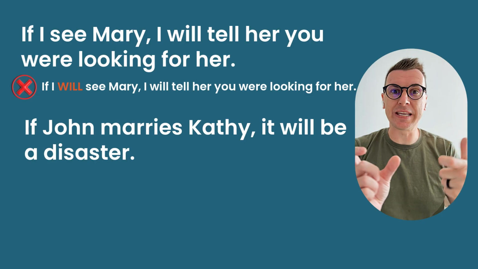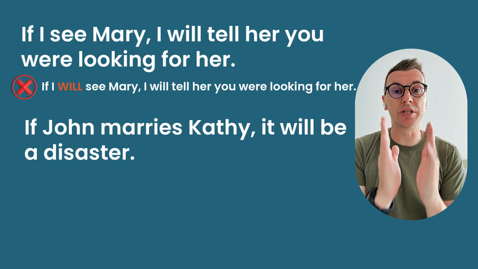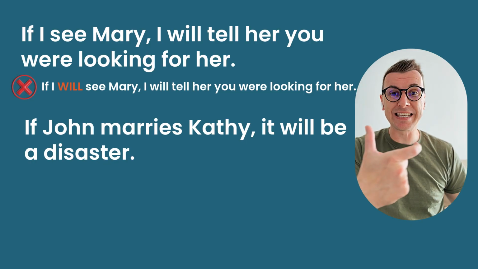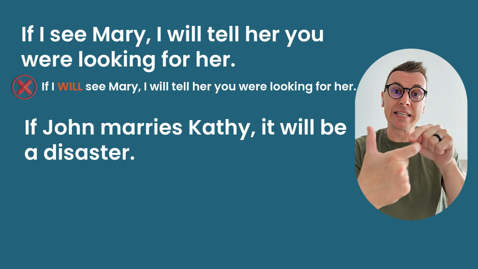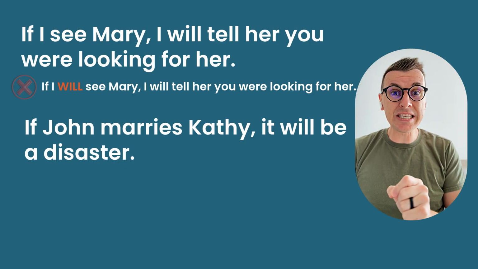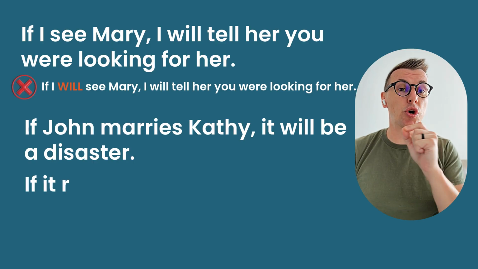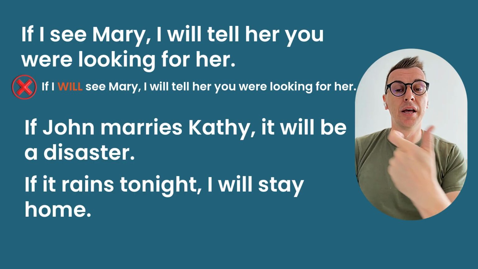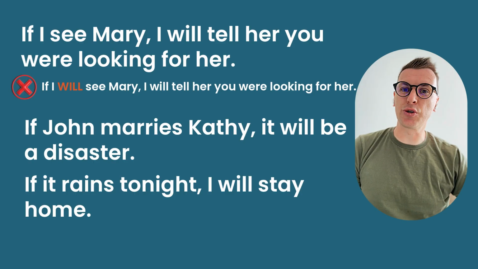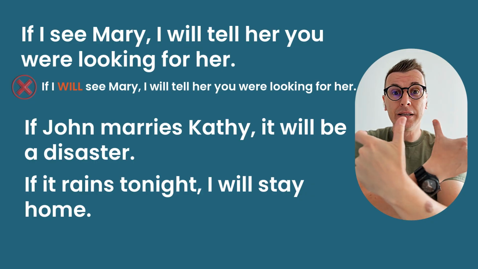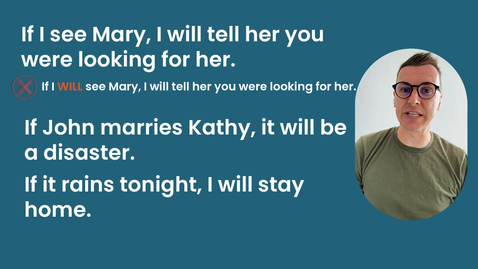So if John marries Katie in the future, but still we use the present tense, it will be a disaster. So if this condition is met, this is the result we're going to have. If it rains tonight, I will stay home. So again, on this condition, this is going to be the result. I will stay home. Or I will stay home if it rains tonight.